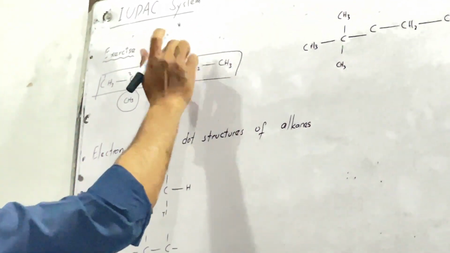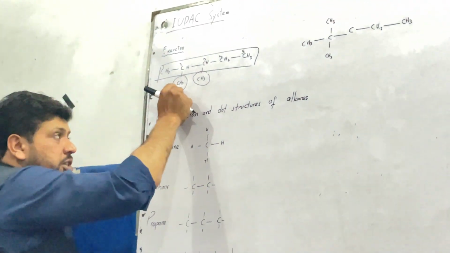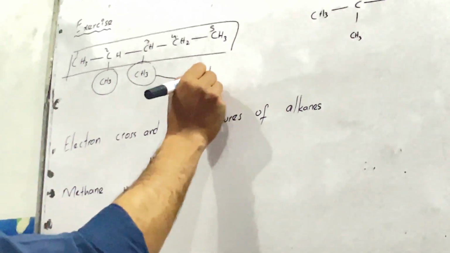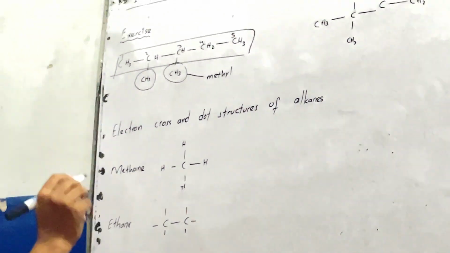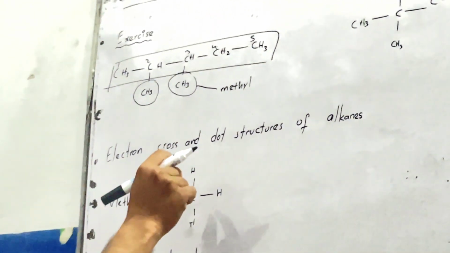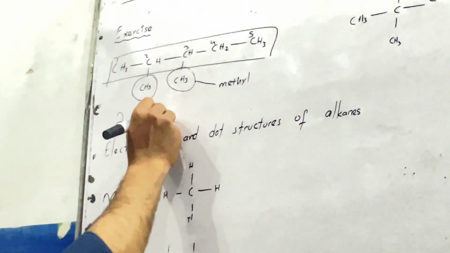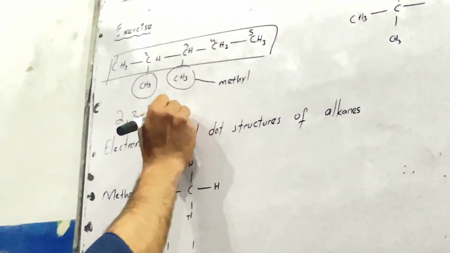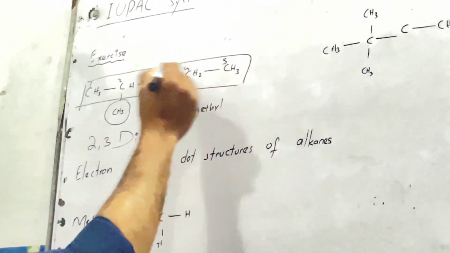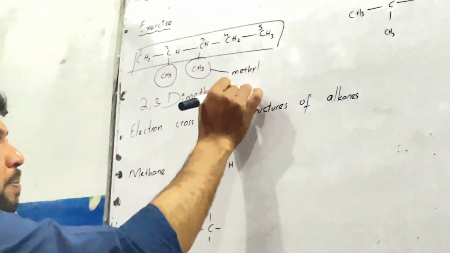4 and 5. These substituents are named as methyl groups. Students, there are two methyl groups present on carbon number 2 and carbon number 3. So its name will be 2,3-dimethyl, where di stands for 2, and the total number of carbon atoms in the parent molecule is 5. So its name is 2,3-dimethyl pentane.